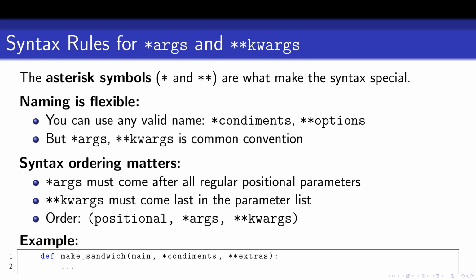Understanding this structure is essential when designing flexible APIs or utility functions. It gives you the ability to handle both structured and unstructured input cleanly and predictably, and it reinforces the importance of designing function interfaces that are both powerful and intuitive.